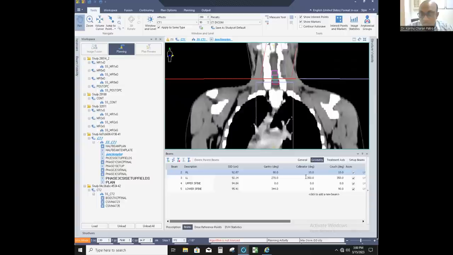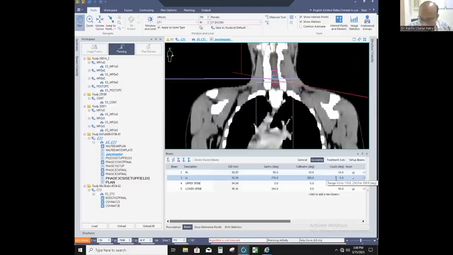If I put couch 0, you can see there is an overlap. Here you can put a 10 degree couch, and you can see there is no overlap. In this way you have to try to match. Then we will go to the upper spine and lower spine.